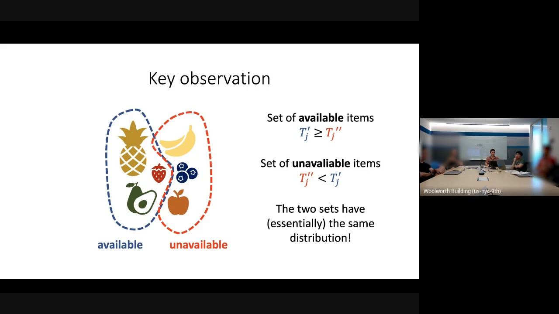What do you mean? Going back to the argument for a single item that you gave, a key step in that argument was that for an item to be available, it needs to... T_J' greater than or equal to T_J'' is a sufficient condition for it to be available. It's not necessary. In reality, it just needs to have not been taken by agents numbered before me. Okay, yeah.